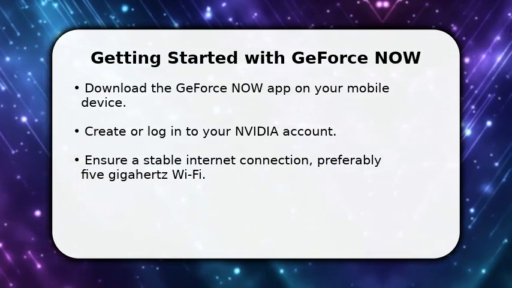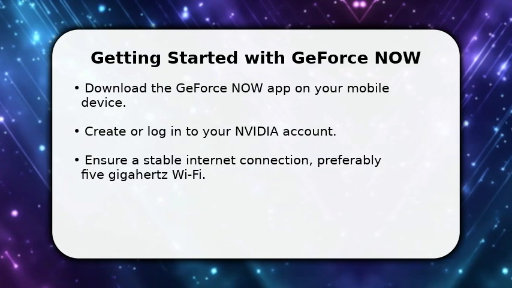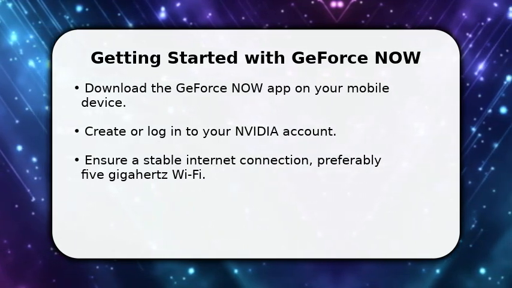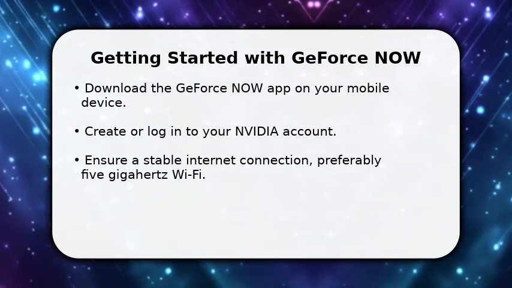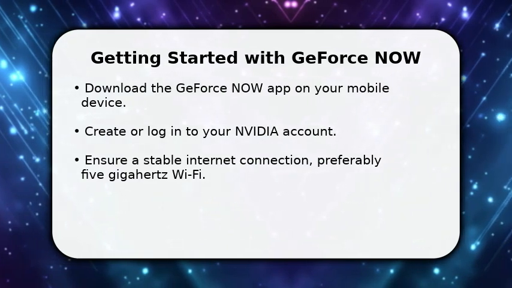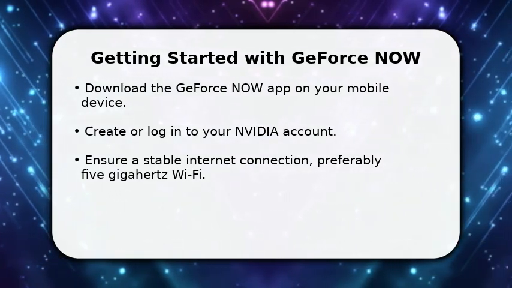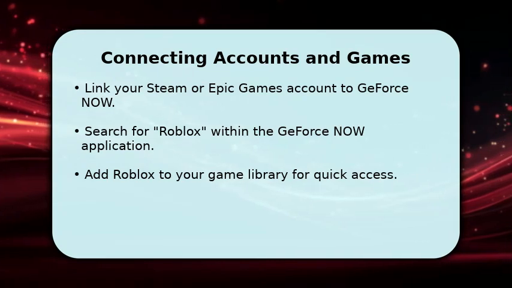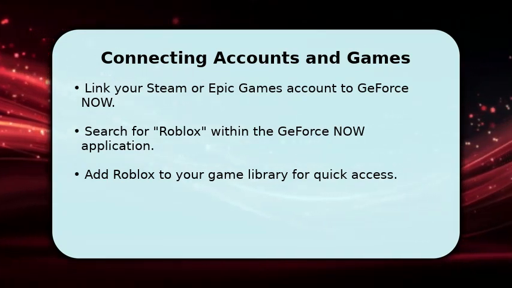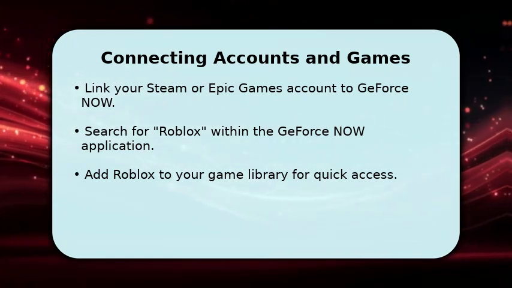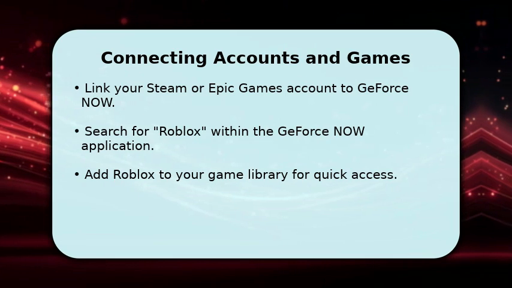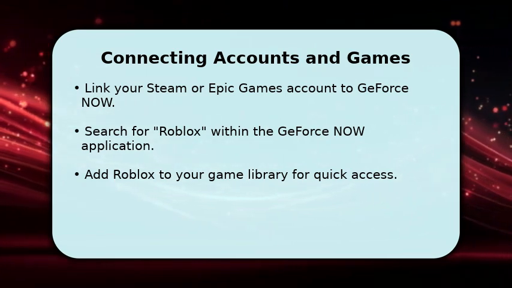It is crucial to have a strong and stable internet connection, ideally a 5 GHz Wi-Fi network, to ensure the best streaming quality and a smooth gaming experience on your mobile device. Next, you will need to link your existing game store accounts, such as Steam or Epic Games, to your GeForce Now profile. This allows the service to access your own games.